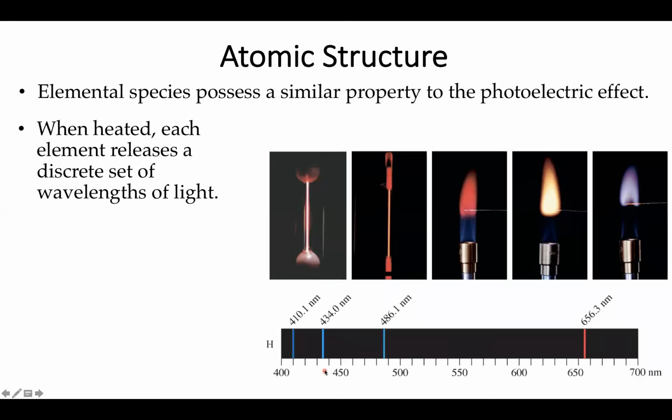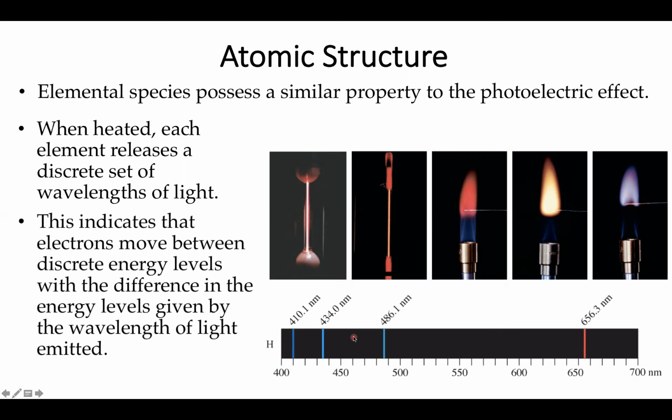And again, this isn't like the black body radiation where you get a big broad spectrum of emission across a number of wavelengths. We get very discrete quantized energies of light out. And what this really helps show is that when we're looking at elemental species, electrons move in between discrete energy levels. So there's only very specific energy differences in between these various levels that are actually allowed. And we can have light emitted at these very specific points and no other.